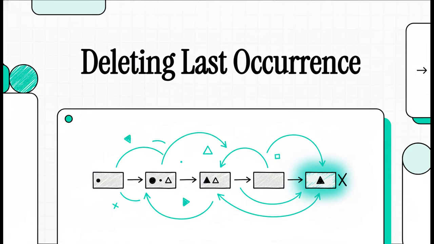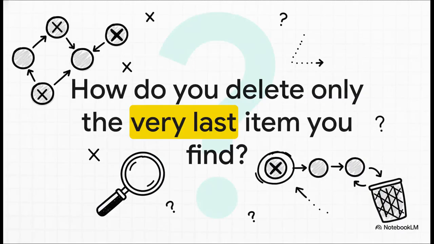All right, let's talk linked lists. Deleting an item? Sounds simple enough, but what if I told you that you could only delete the very last one you find? Suddenly, it's not so simple, is it? This little twist turns it into a really cool programming puzzle, and today, we're gonna solve it together. Let's dive in.